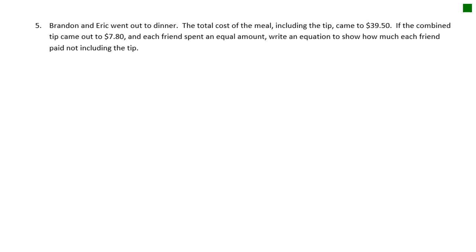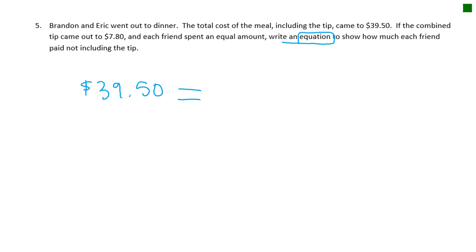All right, so again, what do they want you to write? They want you to write an equation. That means I have my equal sign. And I keep saying one side is always going to be your total. Well, how much was the total? The total came out to be $39.50.